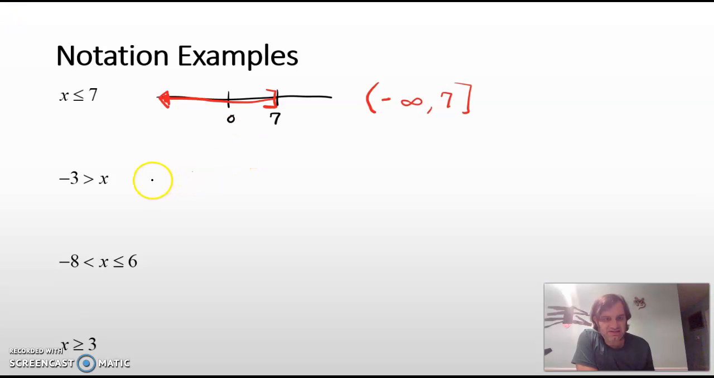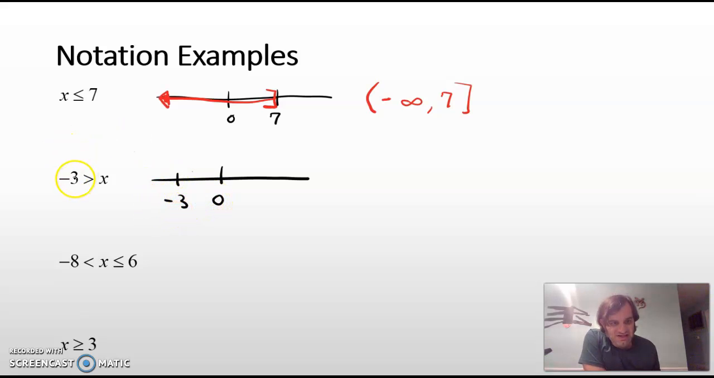Okay. The next one, -3 is greater than x. Make sure you put the -3 to the left of 0. -3 is greater than x. So think about what that means. -3 is greater than what we want, so we're going to be going to the left of -3, and it will be a parentheses. So again, this will be parentheses, -3 to infinity. Excuse me, I got that backwards. Correction. Parentheses, negative infinity to -3 parentheses.